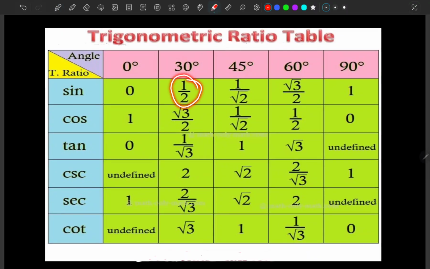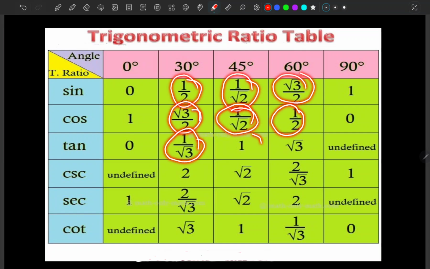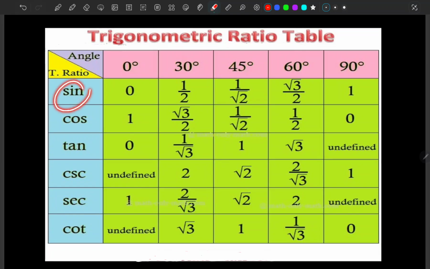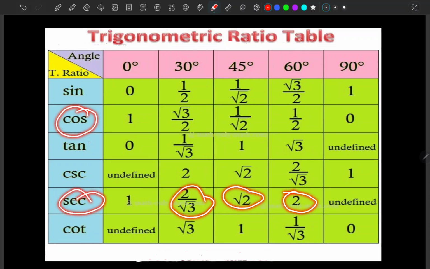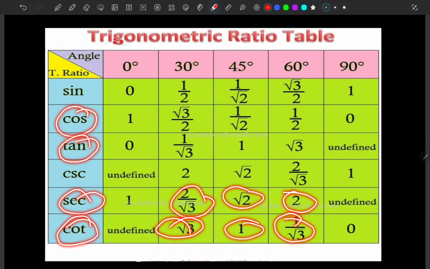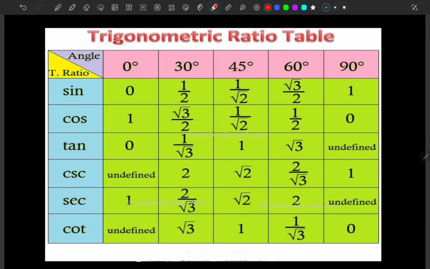We have proven all of these. And now with taking the reciprocals of sine, you can talk about the cosecant term, and with the reciprocals of cosine, you can talk about the secant terms, right? And with the reciprocals of tangent, you can talk about the cotangent terms as well. So I think it's enough, guys.